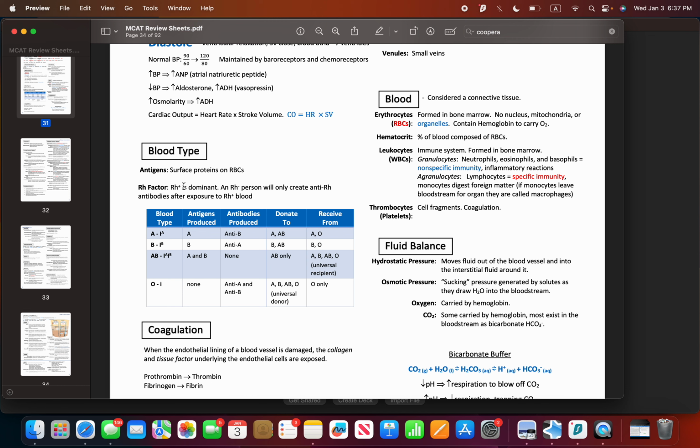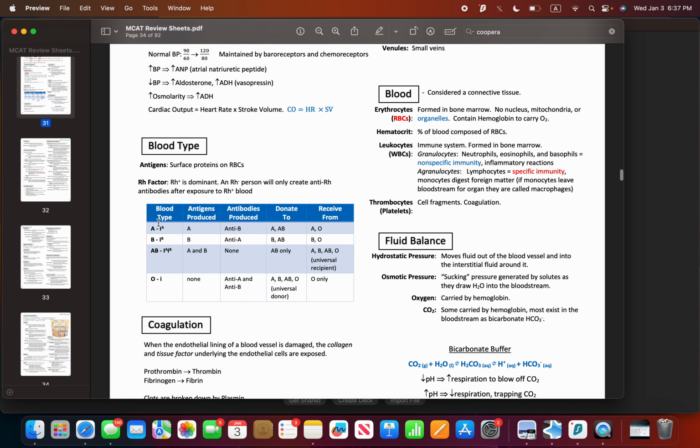So Rh positive is dominant again, and the Rh negative person will produce anti-Rh antibodies if they are exposed to the Rh positive blood.